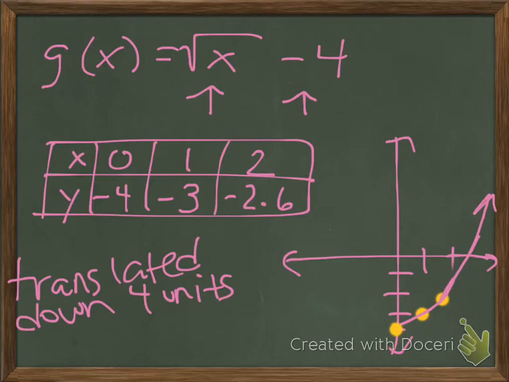Our domain is still, though, going to be x is greater than or equal to 0 because we're not going past the y-axis here, and we're going to keep it as positive values of x, which I talked about in the beginning. We need to always keep it as positive values of x because we're taking the square root of x. And then the range changes a bit because we're starting at negative 4, and we're going to be going up. So that's going to be y is greater than or equal to negative 4.